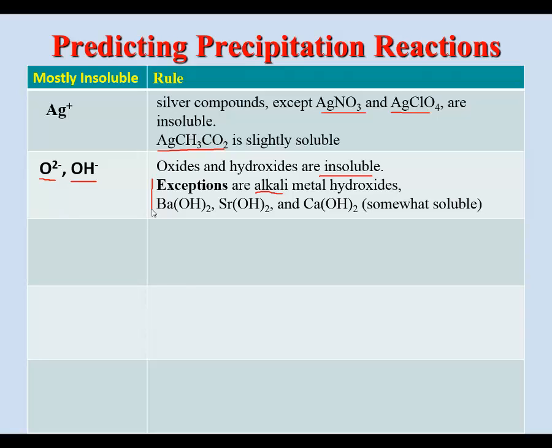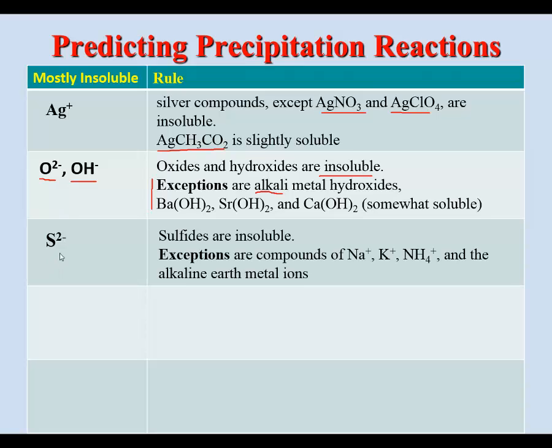Now, sulfides tend to be insoluble as well. So I predict that when I have cations paired up with sulfide, they're going to be insoluble unless I have sodium sulfide, potassium sulfide, ammonium sulfide, or the other alkaline earth metal sulfides. Okay, so all other sulfides would be insoluble except for those exceptions.